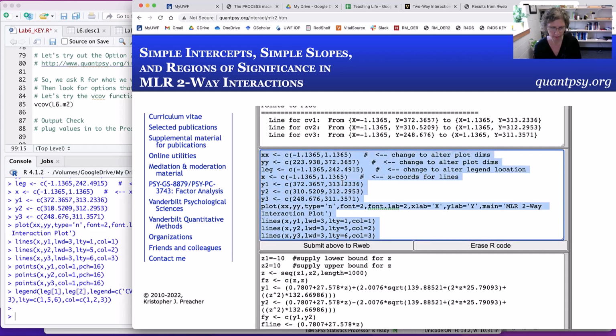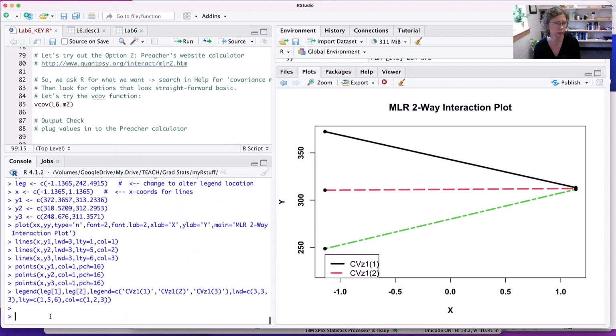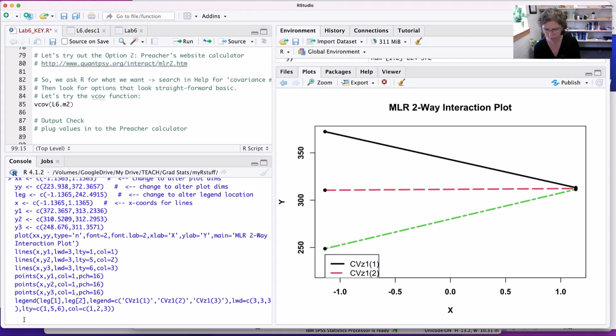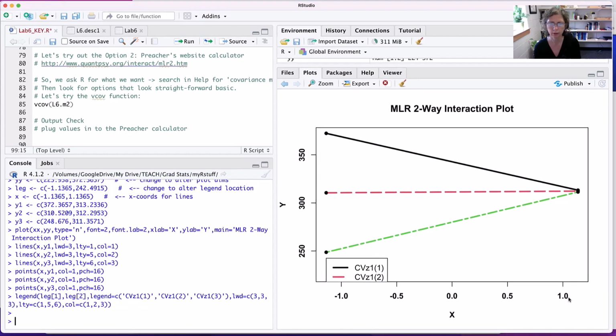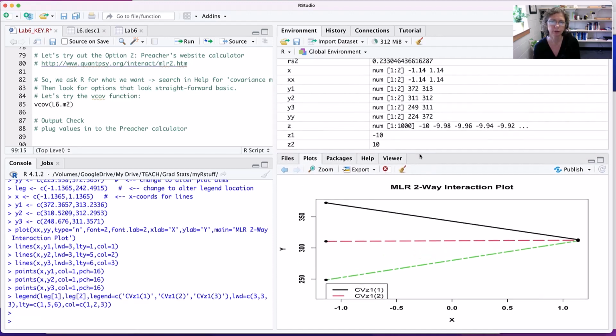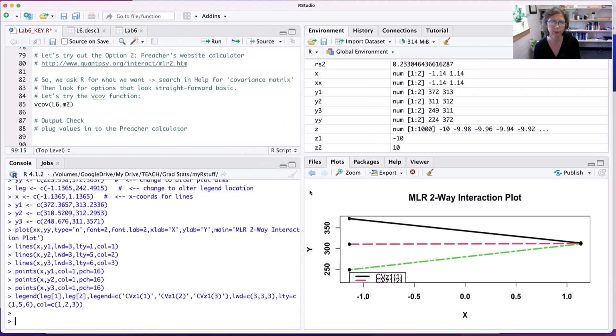I think I got it all. Copy. I might not have run it all. I'm not sure why I can't see the green line on the legend. But it's a couple of plots there from preachers if you're looking for a way to get graphs.